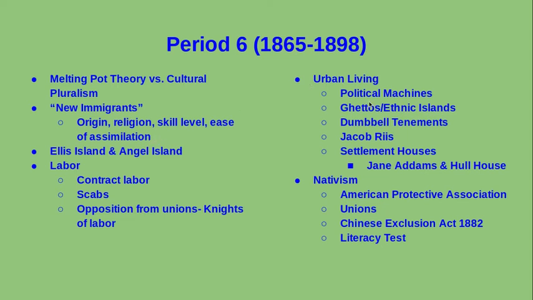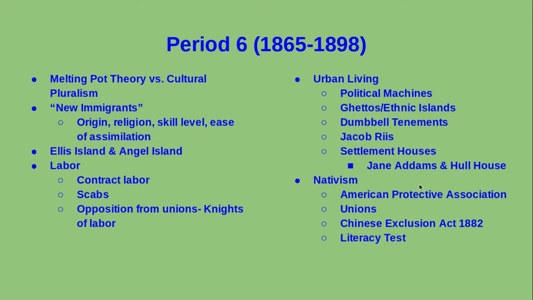Political machines, we talked about. The dumbbell tenements. There were people who looked to try to address issues of urban problems, whether it was immigrants or other poor people, like Jacob Riis, who we'll talk about again in period 7. Remember, Jacob Riis wrote How the Other Half Lived. Photography. He took pictures of the slums and the dumbbell tenements. We talked about Jane Addams and Hull House.